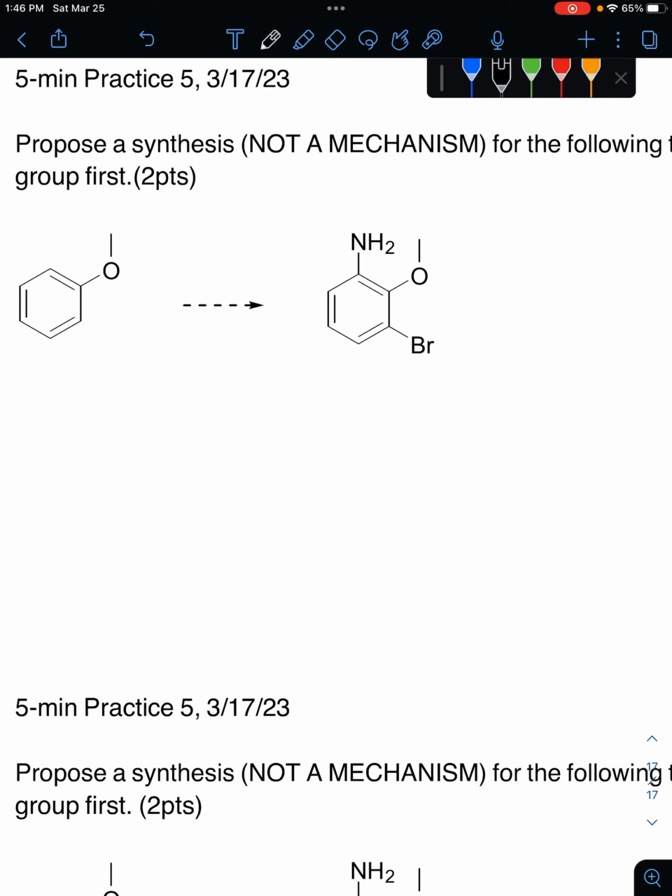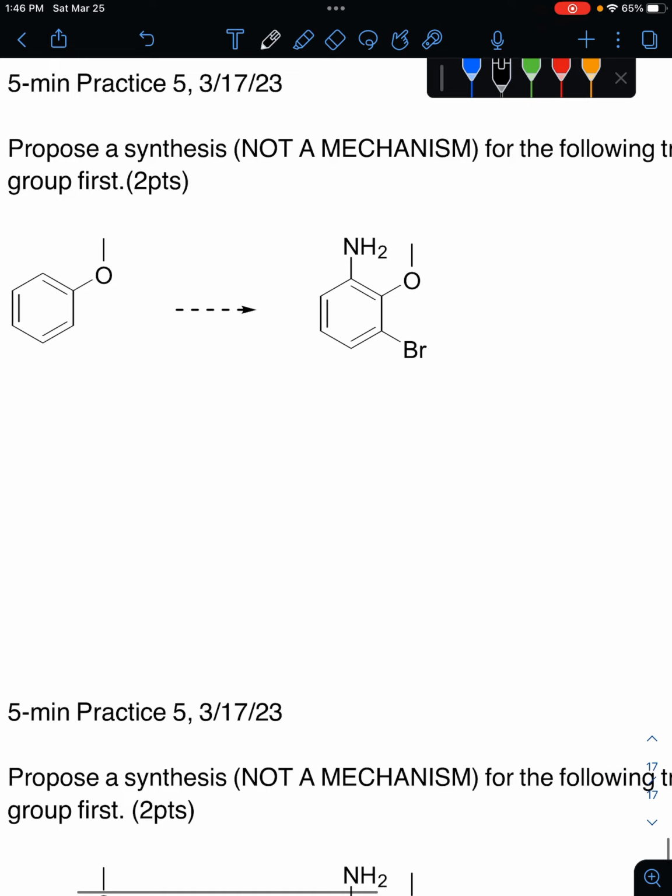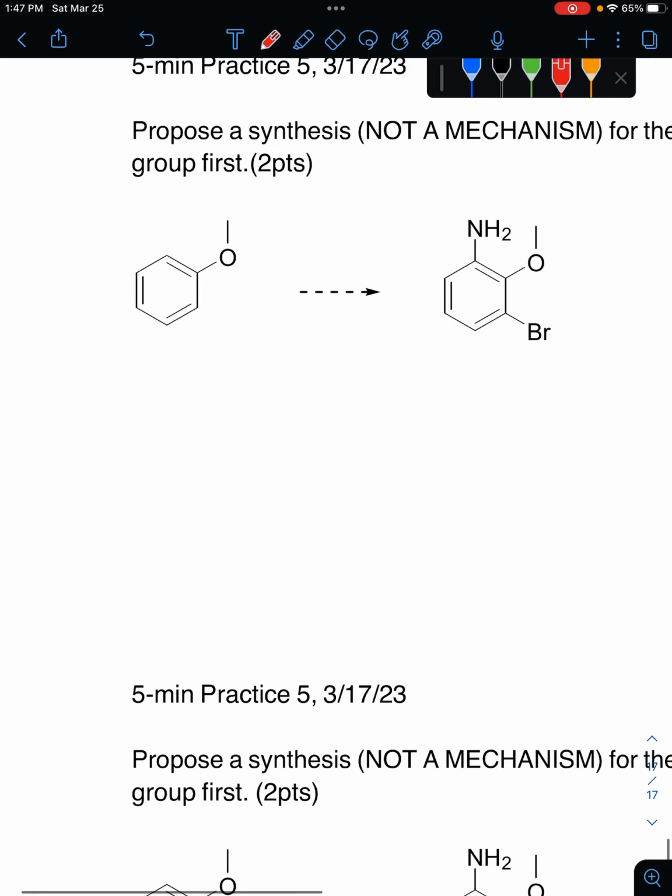right? Then we see at the positions that are ortho to the methoxy group, we have an amine and a bromine. The amine group could be synthesized from the corresponding nitro group, and the bromine, of course, can be installed by the halogenation reaction. So the rough idea is that we're going to protect this carbon first, and then we go on from there.